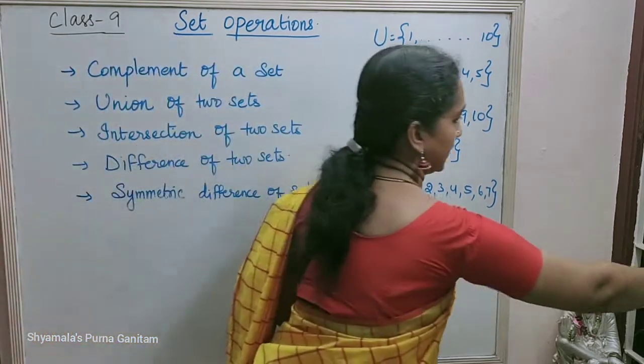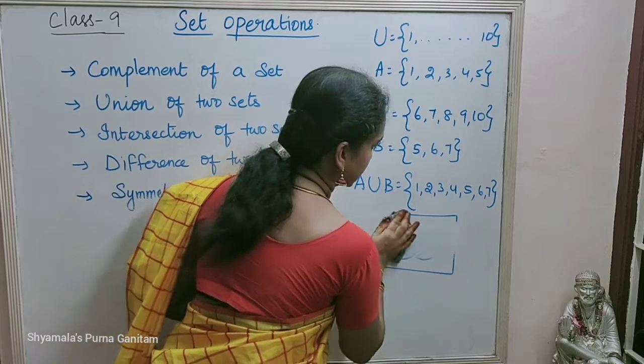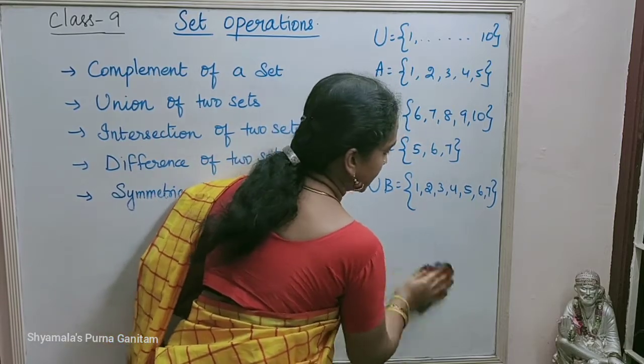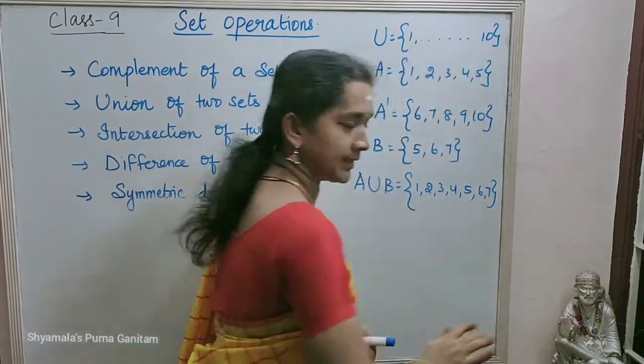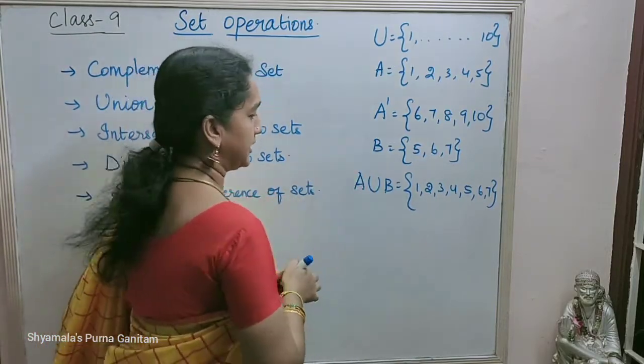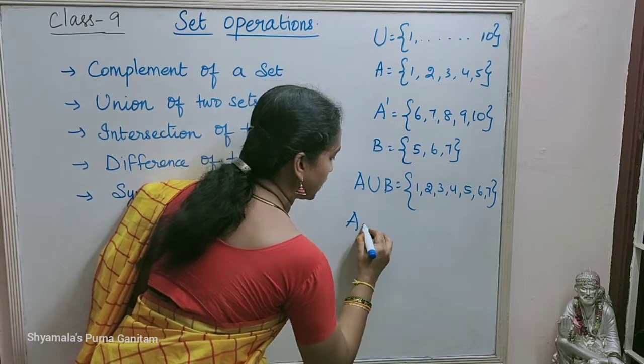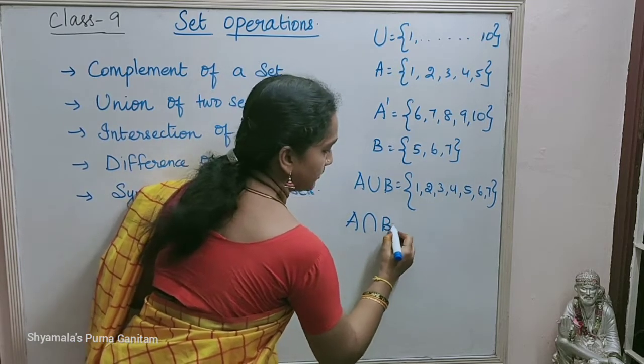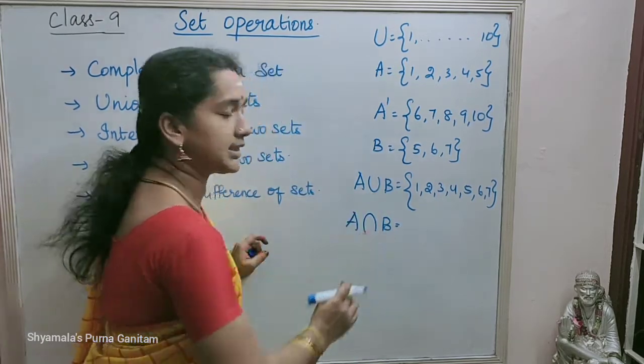So this is also simple. Intersection of two sets is when you find the intersection part, that is, the common elements between two sets. Same A and B we will take. A intersection B is denoted by this letter. This is union and this one is intersection.